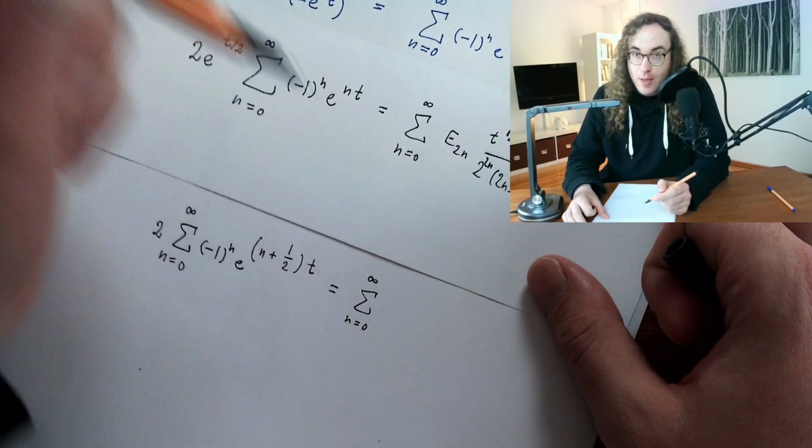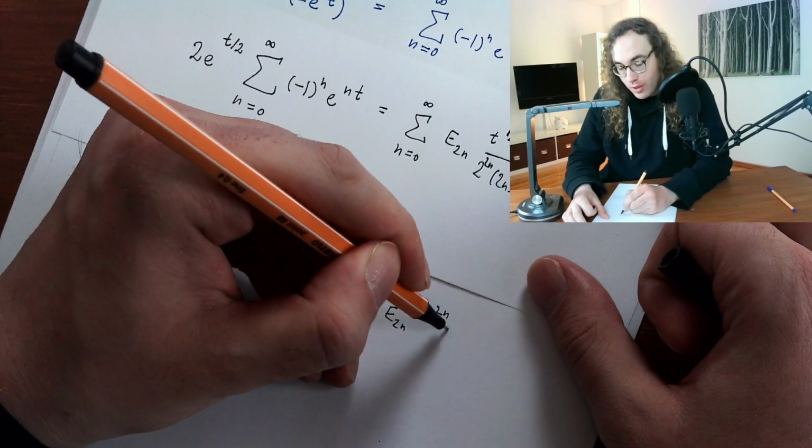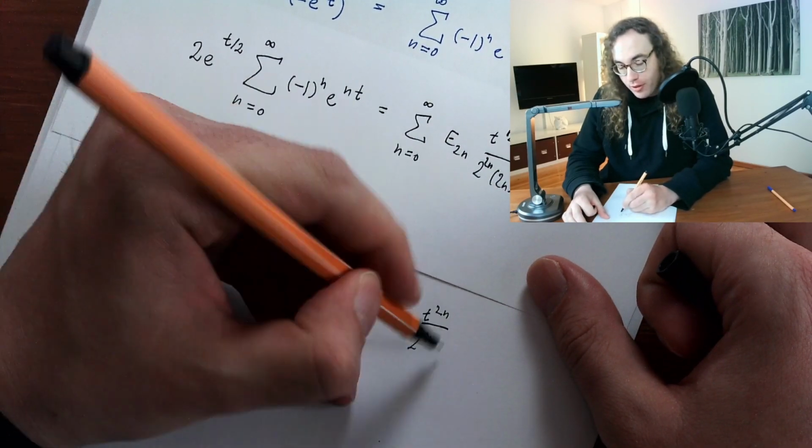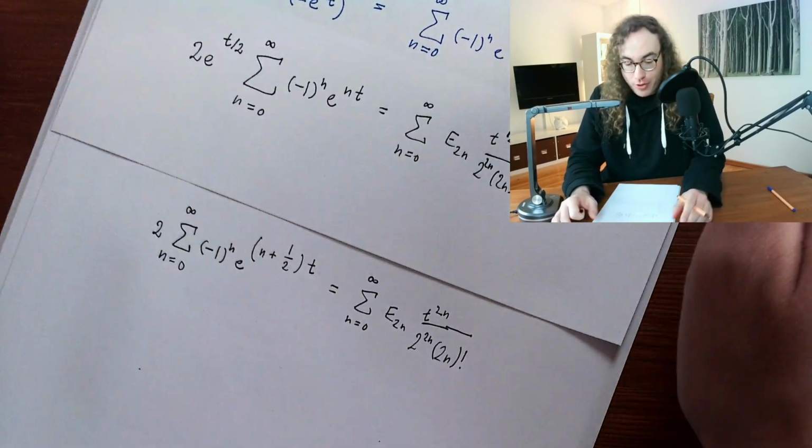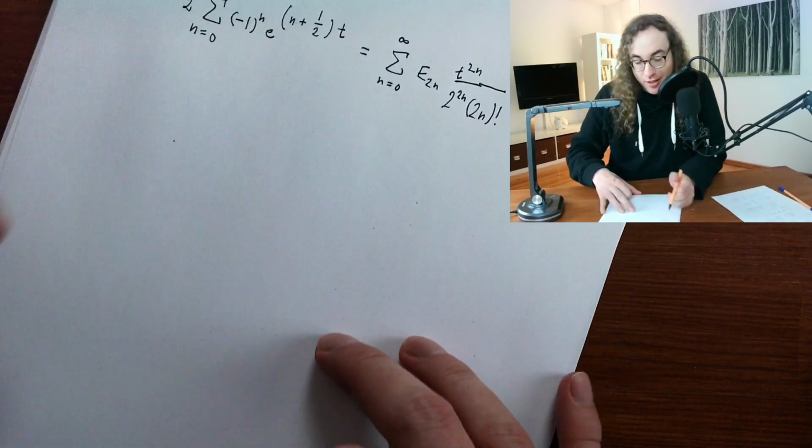Okay, and now comes a step which is a bit bold. What I'll do is I will plug in for t something which is not a number. I'll just plug in a differential operator. This step is a bit bold. I'll explain it in a sec.